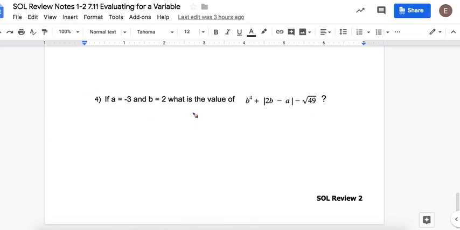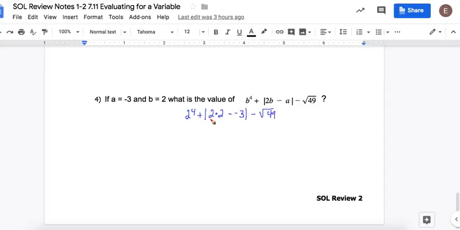So we're going to replace all the variables with the numbers. So b to the 4th power is going to be 2 to the 4th power plus absolute value, 2 times 2, because number in front of letter means to multiply, minus -3. Close your absolute value minus the square root of 49. Okay. So remember, absolute value and square root are grouping symbols, so we're going to go from left to right. So we're going to take care of the absolute value first.